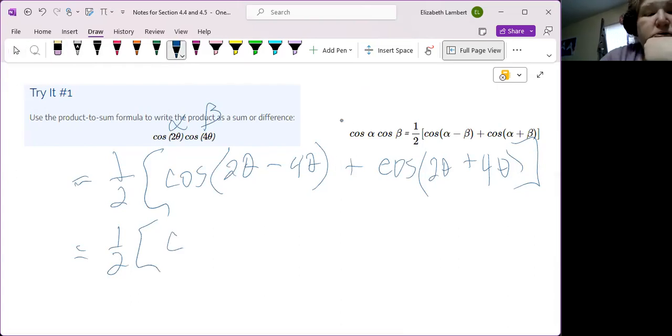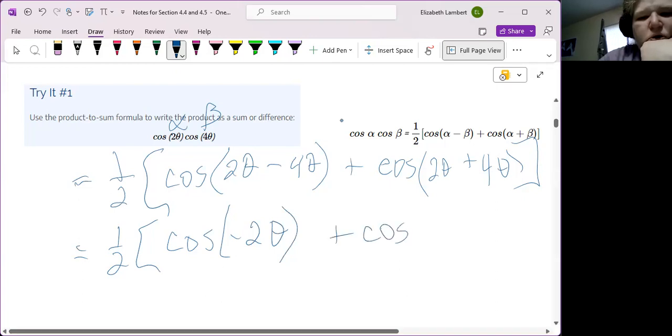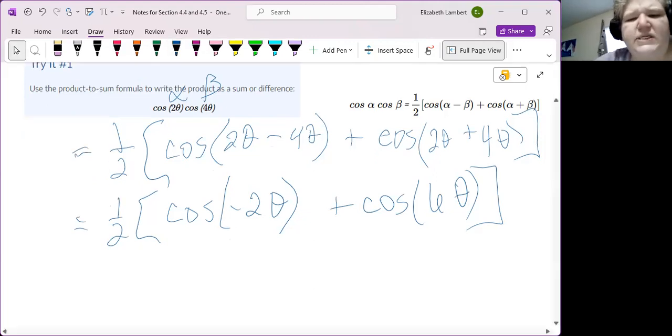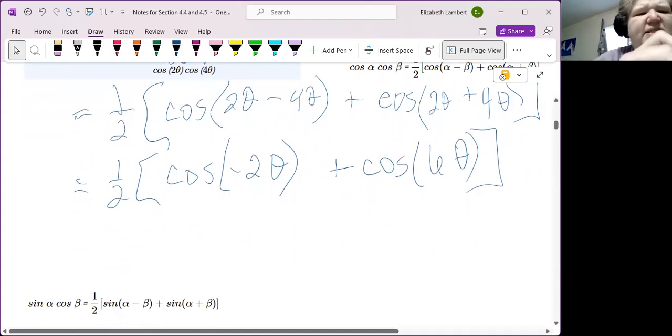All right. Cosine of negative 2 theta plus cosine of 6 theta, still with the 1/2. I can technically go one step further, and I'm going to do it here, but I don't think WebWork will actually force you to do this because the answers are equivalent.